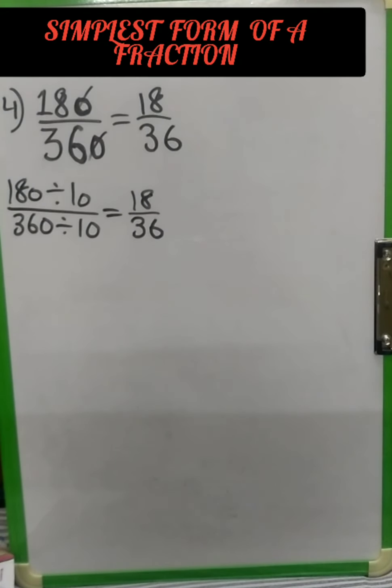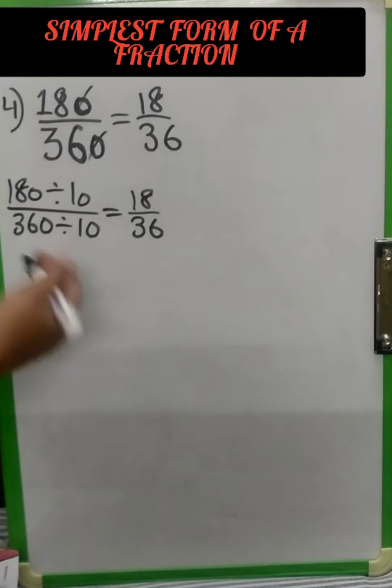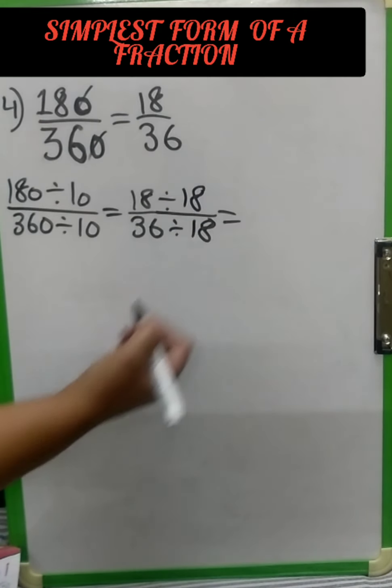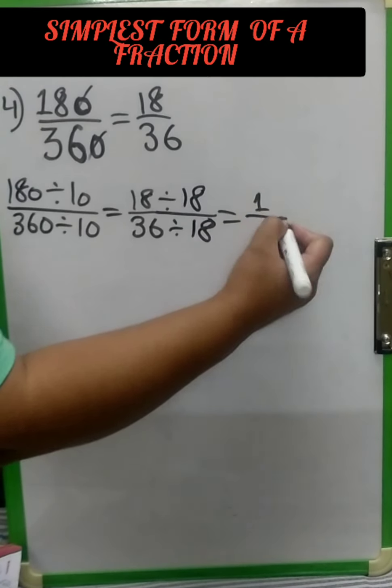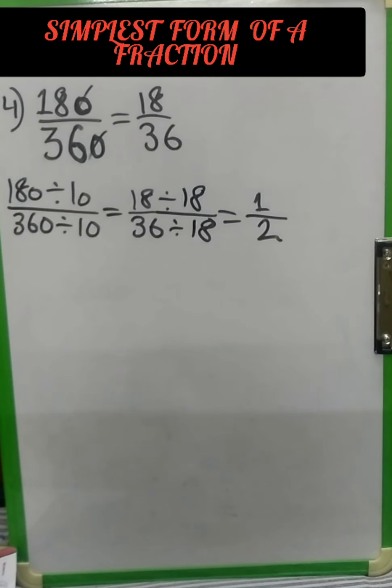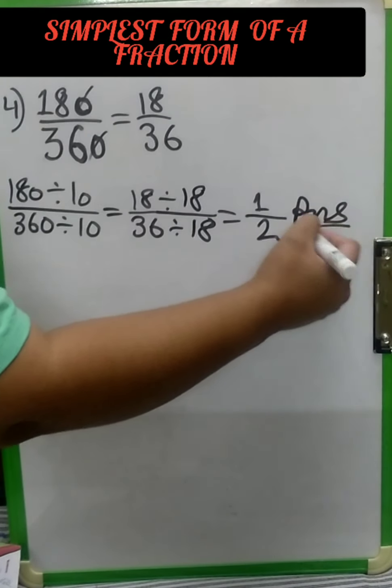Now the common factor between 18 and 36: you can divide both by 2 also, by 3 also, by 6 also, and by 18 also. So whatever comes to your mind, you can divide by that number. Here again I am going to divide both numerator and denominator by 18. So 18 divided by 18 we get 1, and 36 divided by 18 I will get 2. Can we find another common factor? No, both numerator and denominator do not have any common factor other than 1. So 1 by 2 is the simplest form here.